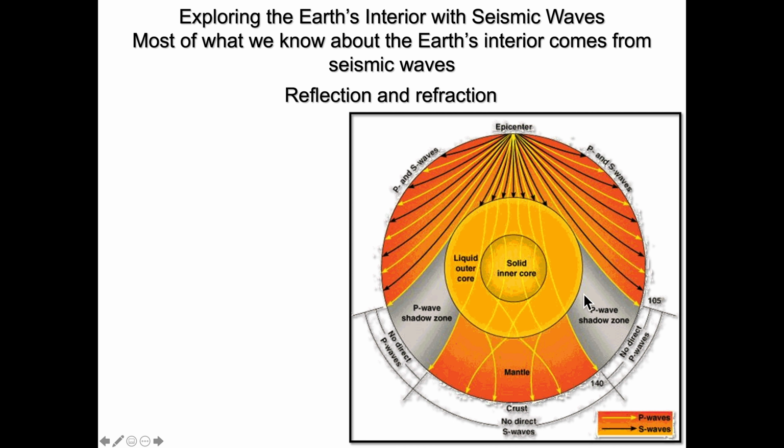Subsequently, at 140 degrees, they reappear. We'll see P waves on the opposite side of the Earth from the epicenter at 140 degrees, and we'll see P waves and S waves from 0 to 105 degrees in this depiction. Now, the reason this happens is the waves are traveling through different materials.